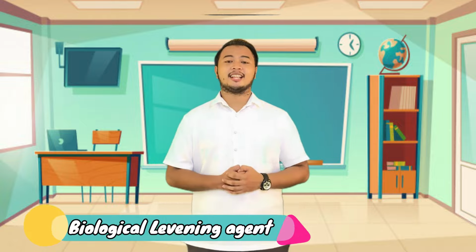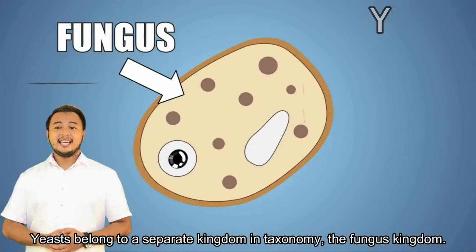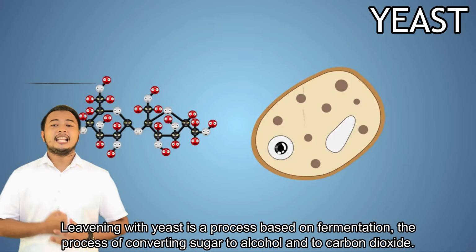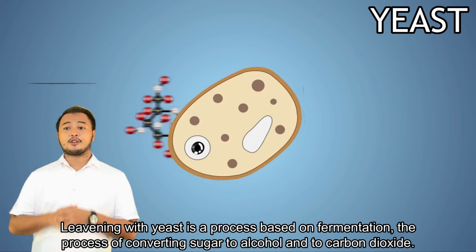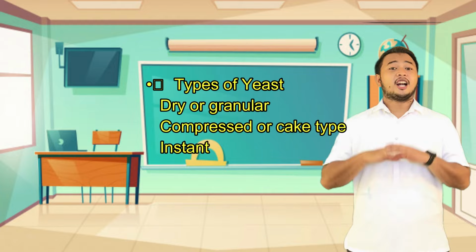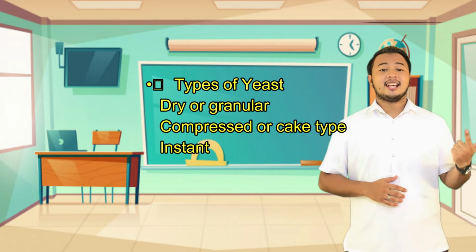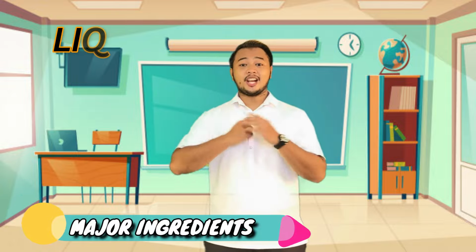The last type of leavening agent is biological leavening agent. Yeast is a living organism, neither plant nor animal. Yeast belongs to a separate kingdom in taxonomy, the fungus kingdom. Leavening with yeast is a process based on fermentation, the process of converting sugar to alcohol and to carbon dioxide. There are three types of yeast. First, dry or granular. Second is compressed or cake type. And lastly, instant yeast.